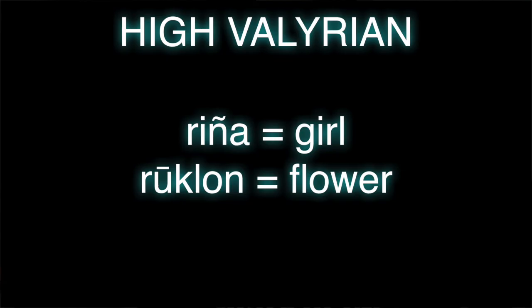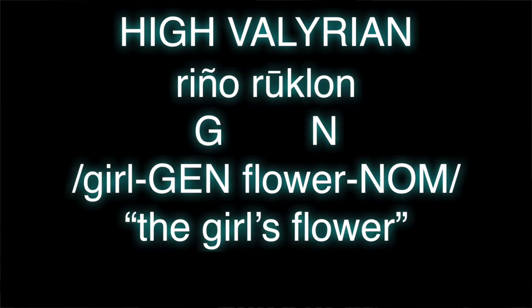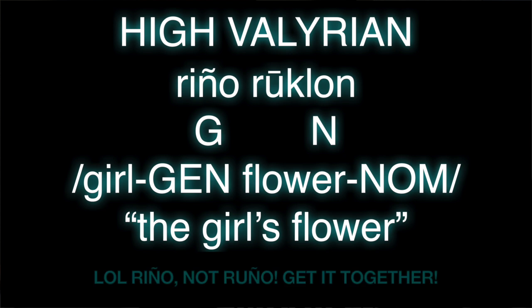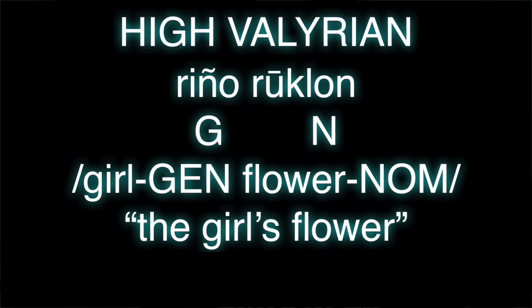So in High Valyrian, you'll have a word rinya, which means girl, and you have the word ruklon, which means flower. So if you wanted to say the girl's flower, you'd say rinyo ruklon. So rinya is the nominative. Rinyo is the genitive. It has an O instead of an A there, and then ruklon is flower in the nominative because we're just doing a phrase right here. So rinyo ruklon, the girl's flower. The possessor comes first, the possessee comes second.